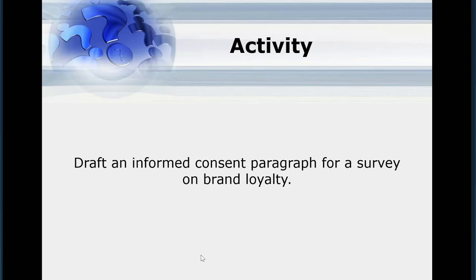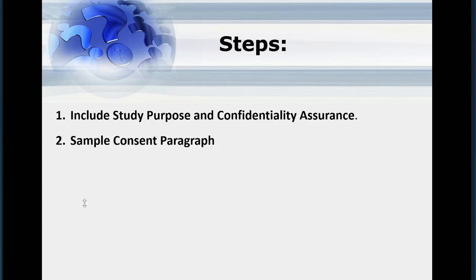You can draft an informed consent paragraph for a survey on brand loyalty. Just think for a while or write on a paper. You can include study purpose and confidentiality assurance, and then you can draft a sample consent paragraph.